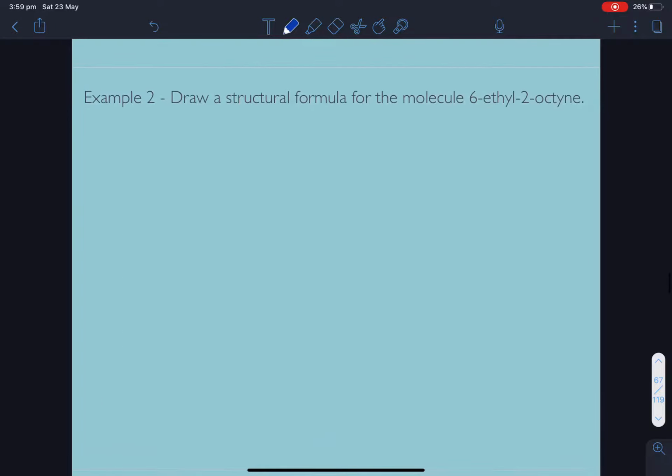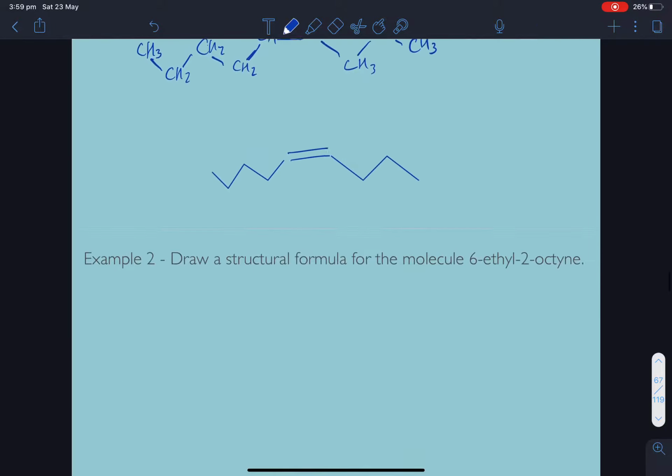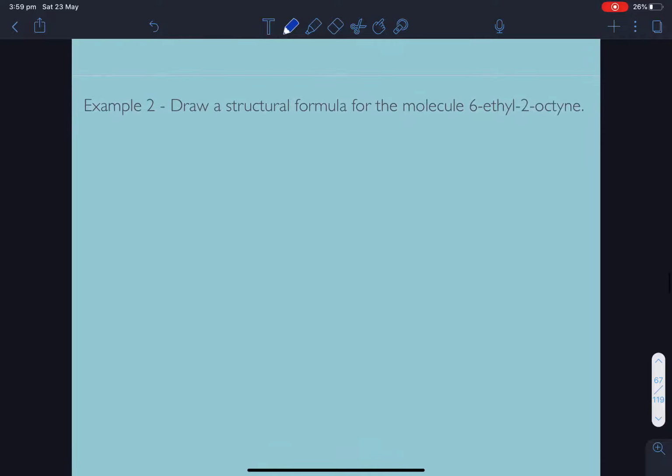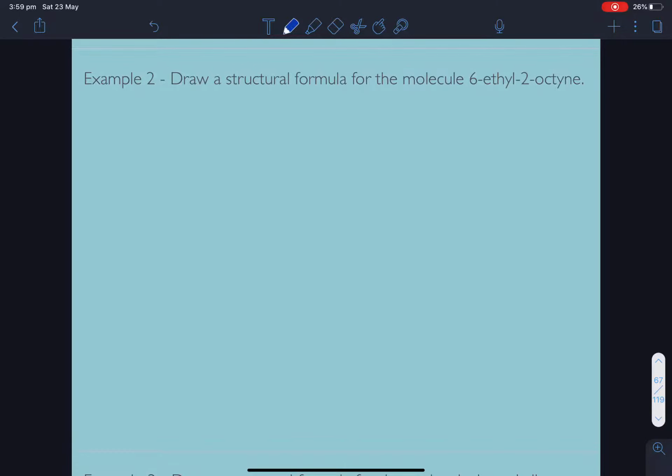Okay. Hopefully I didn't get the naming of this one wrong. Draw the structural formula for the molecule 6-ethyl-2-octyne. Ine, we've got a triple bond. Oct, we've got an 8 with a triple bond in it. And that 2 tells me that the triple bond's in the 2 position. Okay, and on the 6th position, we've got an ethyl branch.